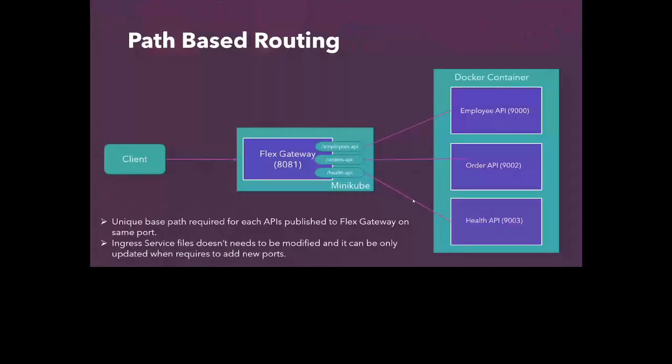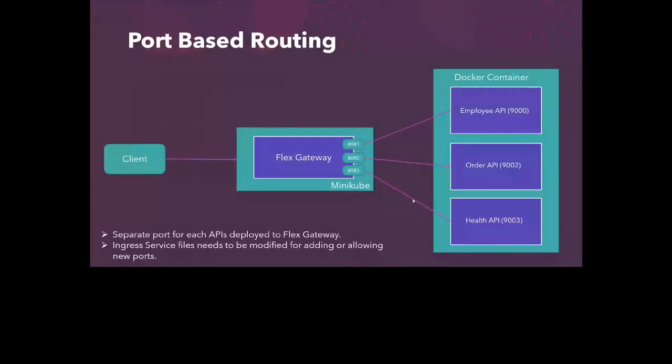Now here we are going to see, first, port based routing. What happens is, every time you are publishing a new API to the Flex Gateway, you have to open a port, basically. Let's consider I am deploying my employee API, which is running on port 9000 on Docker, and I want to enable the API management capability for that. I already have a Flex Gateway running. Now I want to publish that employee API to the Flex Gateway. I want to ensure that I create the listener for this particular API on 8081.